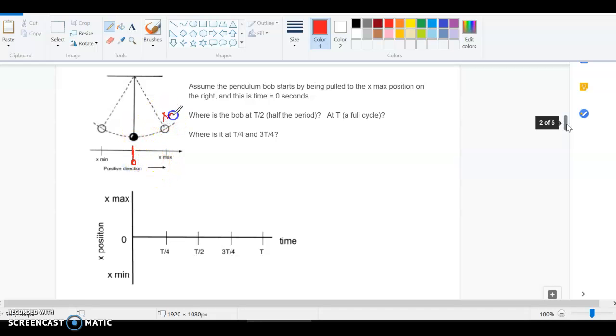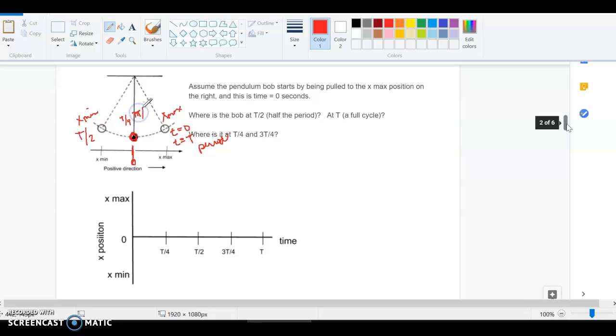This would be the X max, and over here will be the X min, some positive or negative position. Before you start, we'll start here, so this will be time equals 0. Then it'll be back at this point at time equals capital T, which is the period, right? Because that's one cycle. Over here, it would be half of the period, and then it would cross this place here at the quarter and the 3/4.